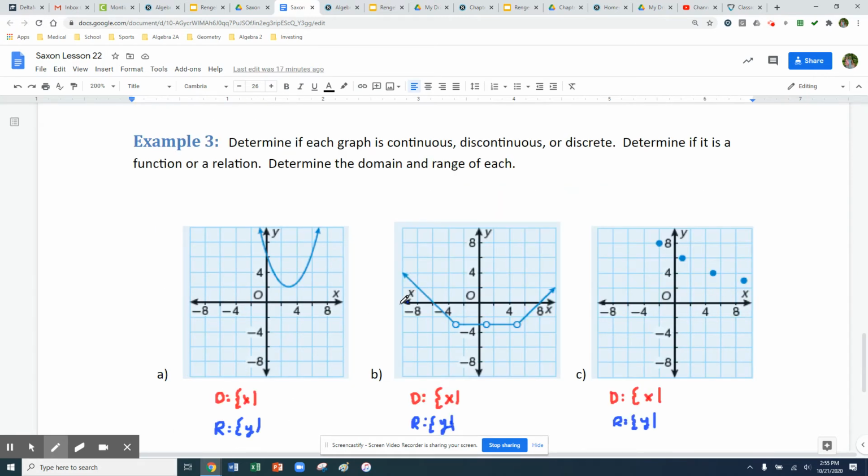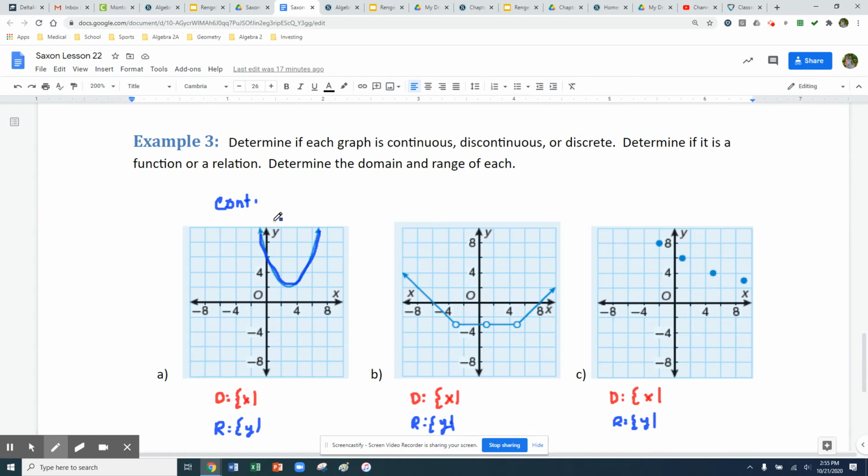Lastly, we'll practice determining if we're continuous, discontinuous, or discrete, and then determine if it's a function. We'll use our vertical line test, and then lastly, we'll determine the domain and range of each. So first, continuous or discontinuous. We're going to check, do I ever have to lift my pencil as I create that graph? Nope, so that is going to be continuous.